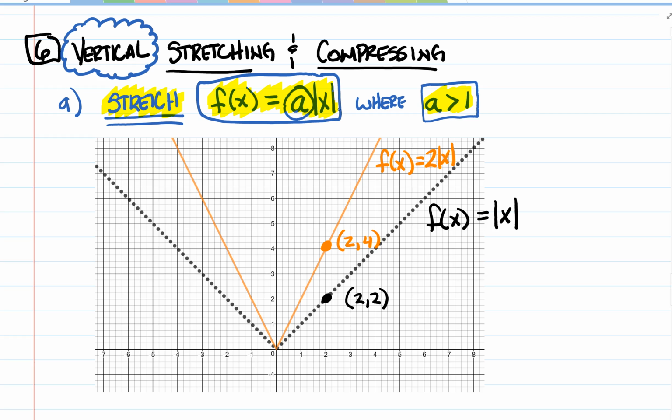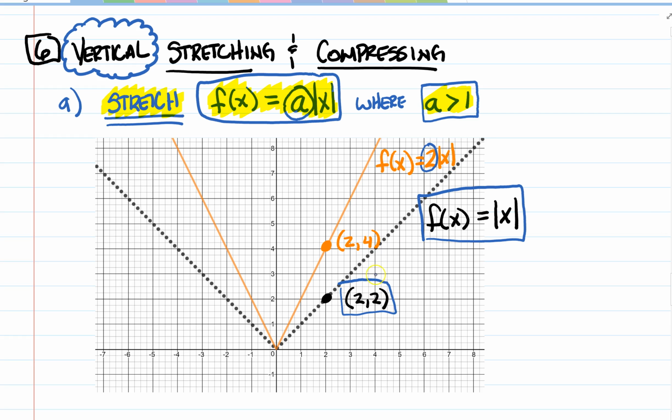So let me give you an example of what that means and what that looks like. On the picture, I have the original parent function, f of x equals absolute value of x. That's your black dotted line right there. Then in the orange, I have the function f of x equals 2 times the absolute value of x. Now you'll notice that the a value of 2 is bigger than 1, so that means I'm going to have a vertical stretch. So in more context, what that really means is if I take an original point, like say for example (2, 2), and I run it through my new function here, then I would end up with the output of (2, 4). Reason being is because the absolute value of 2 is 2, and then I multiply it by 2 and I get 4.